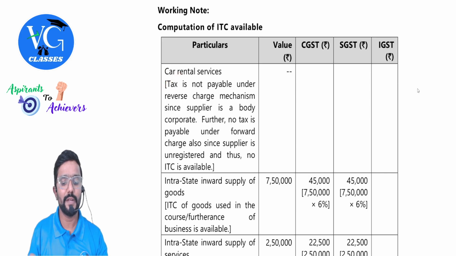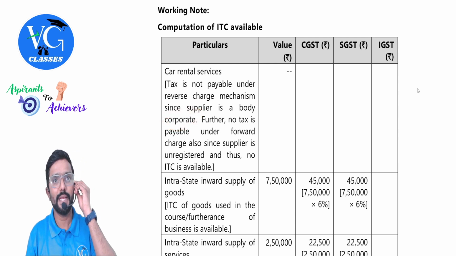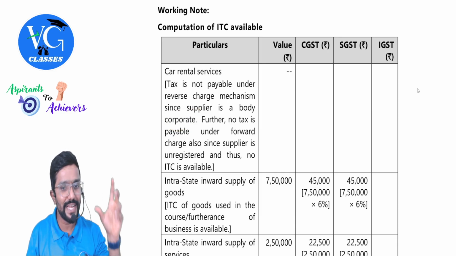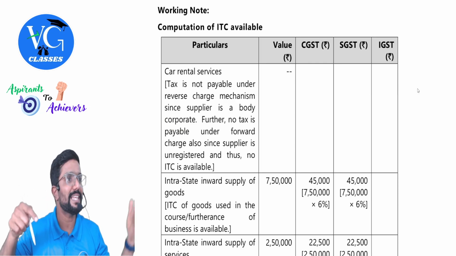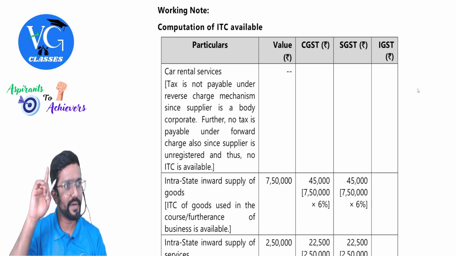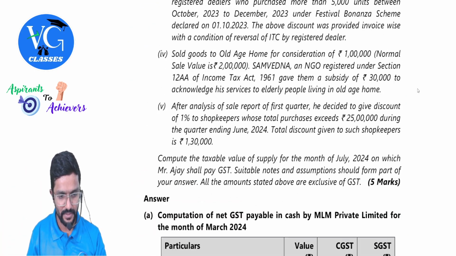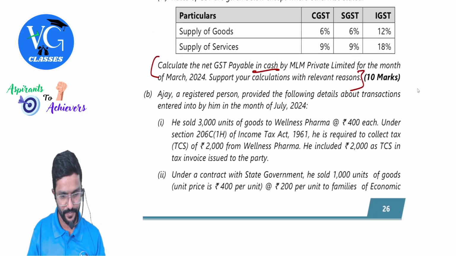Tax is not payable under reverse charge mechanism. No RCM. Why is that? Because the supplier is a body corporate. Further, no tax is payable under forward charge also. Why? Because the supplier is unregistered. Actually, forward charge is applicable, but as the supplier is not registered, no tax. Hope you are getting it. I will go back one second. This is a little interesting. Where is that given?